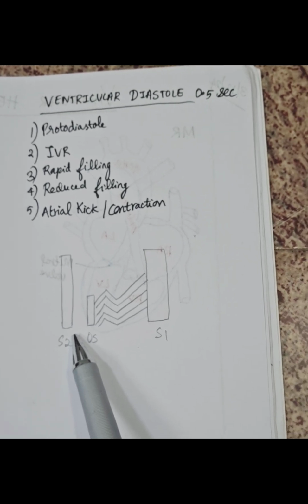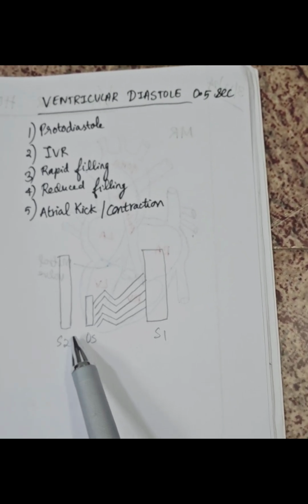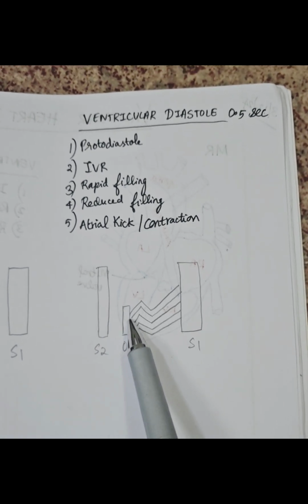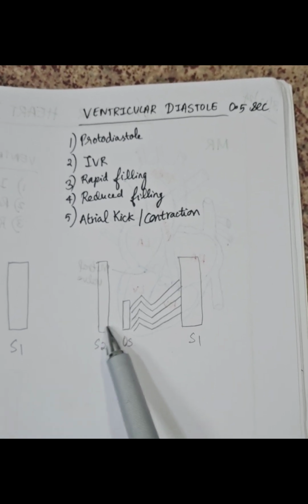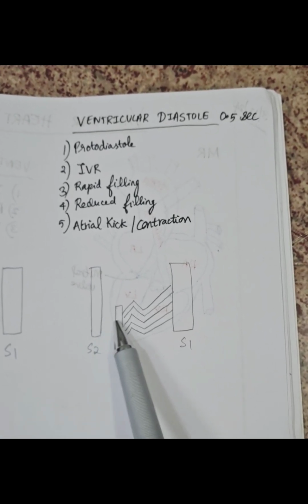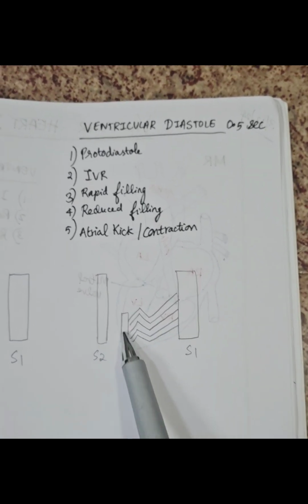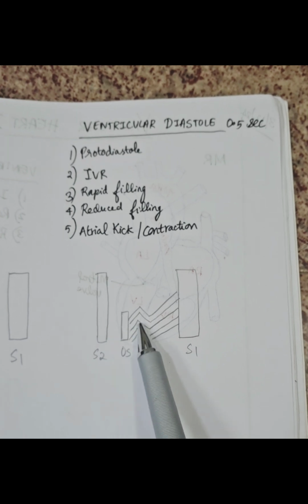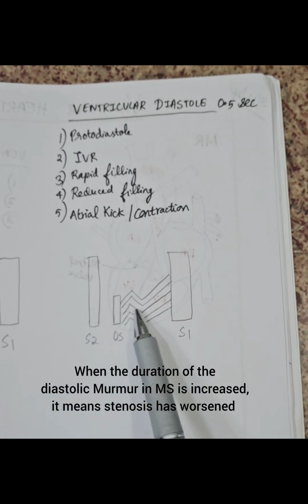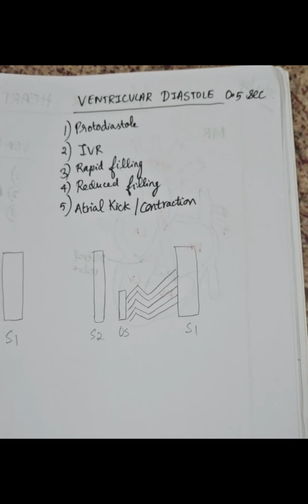So how to identify that the disease is worsening in mitral stenosis? We know that when the opening snap actually comes closer to the S2, the murmur will also come closer. Which means the murmur will be heard for a longer duration. When the opening snap is heard over here, the murmur also is heard over here. When the duration of the diastolic murmur is increased, it means the patient is worsening.